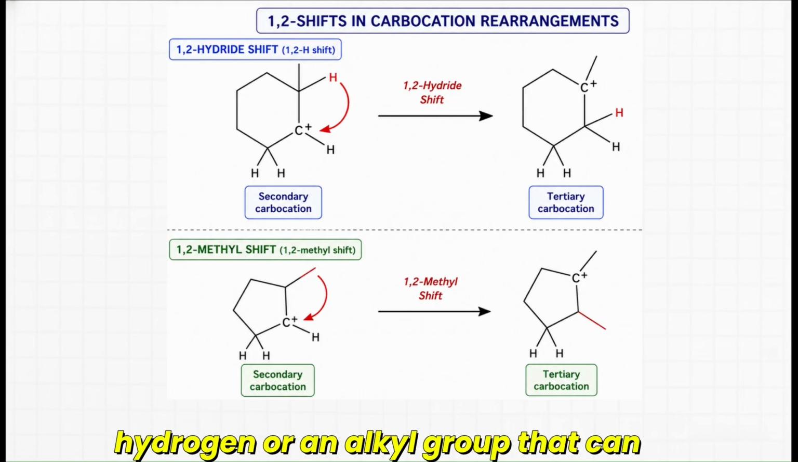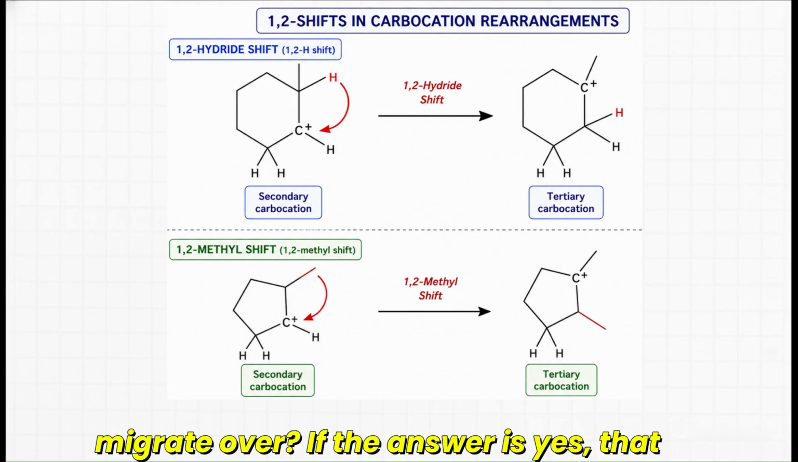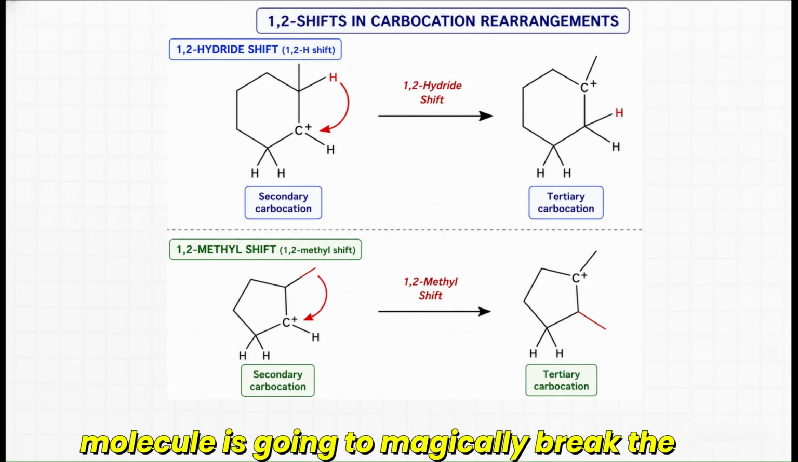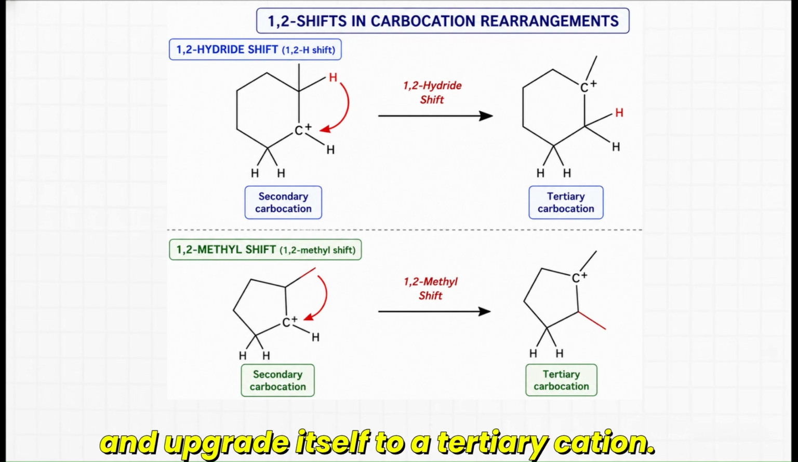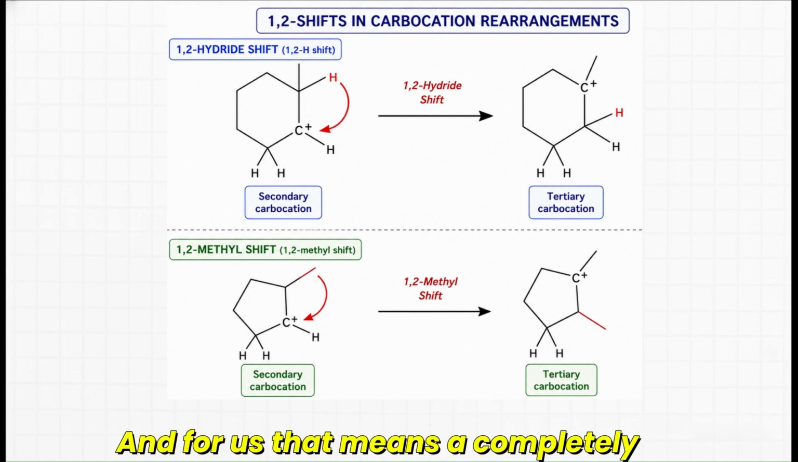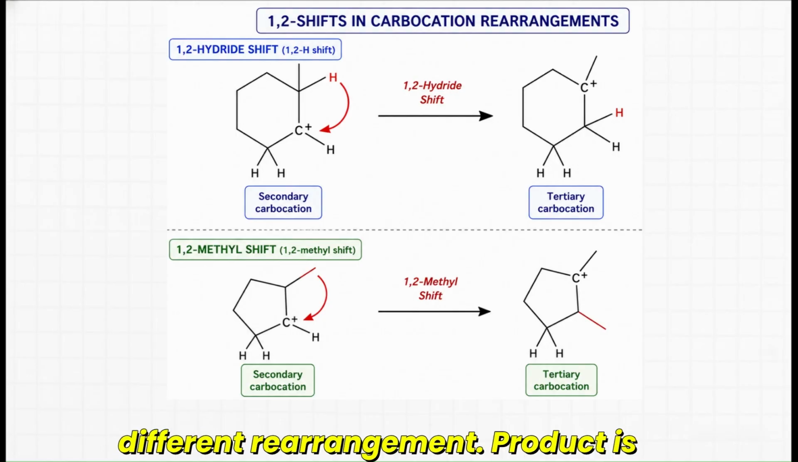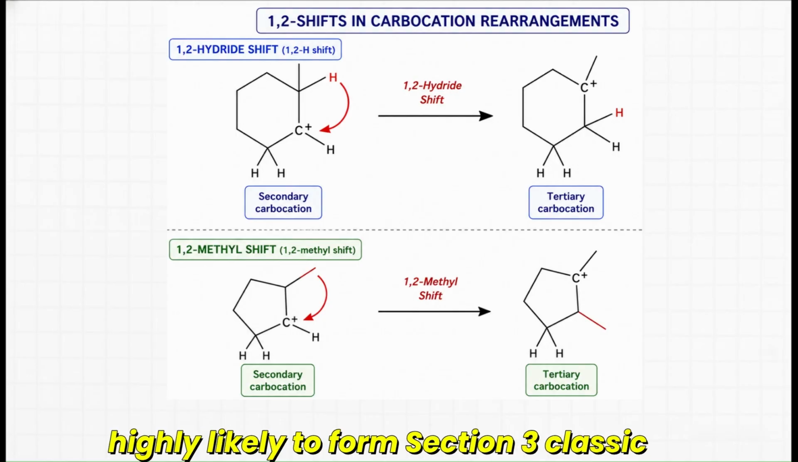Is there a hydrogen or an alkyl group that could migrate over? If the answer is yes, that molecule is going to magically break the standard rules, shift its atoms around, and upgrade itself to a tertiary cation. And for us, that means a completely different rearrangement product is highly likely to form.